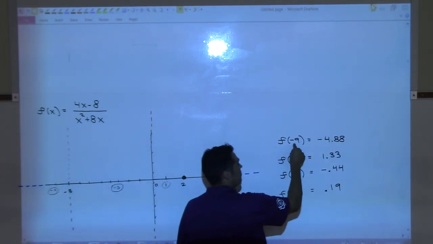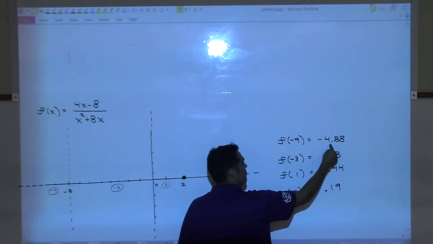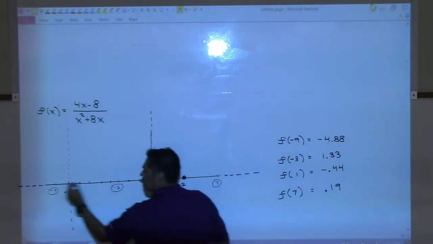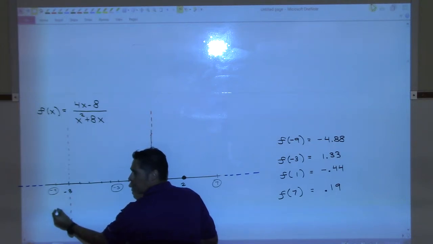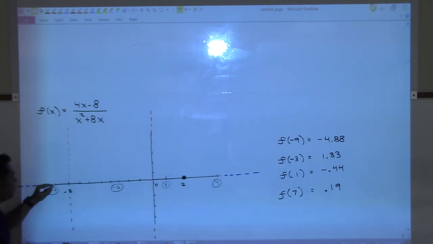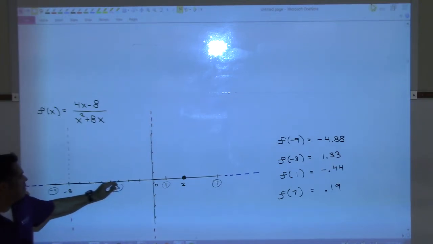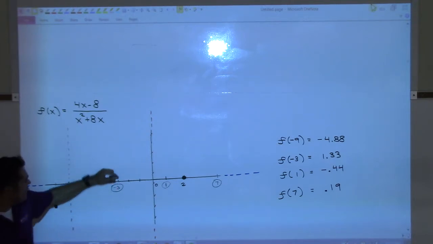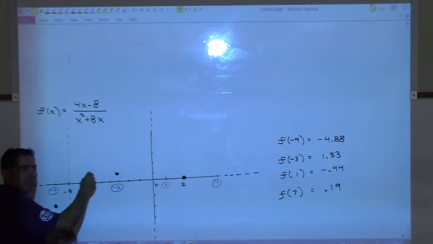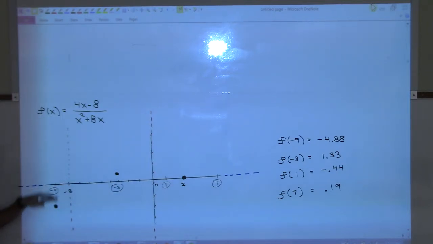At -9, where am I? -4.8. So at -9, I should draw a point down here somewhere, right? And I don't even care how far you go down. What's most important is that the point is down. Okay? Now at -3, where am I? 1.3, I'm up a little bit, right? Yes? So I'm going to put a point up. Notice I don't care how high it is. I'm just drawing it. It's either below or above. That's the most important thing for us.